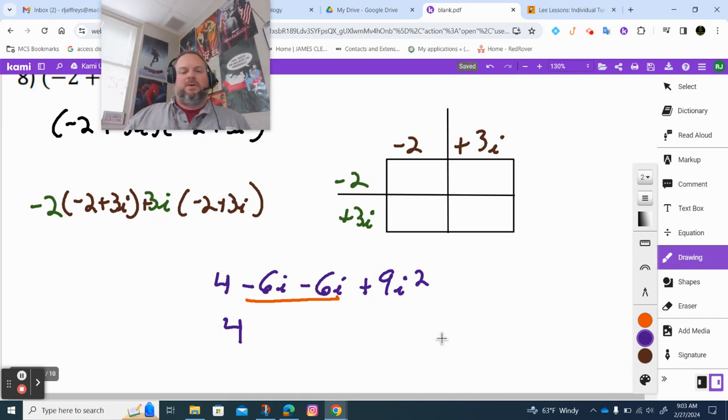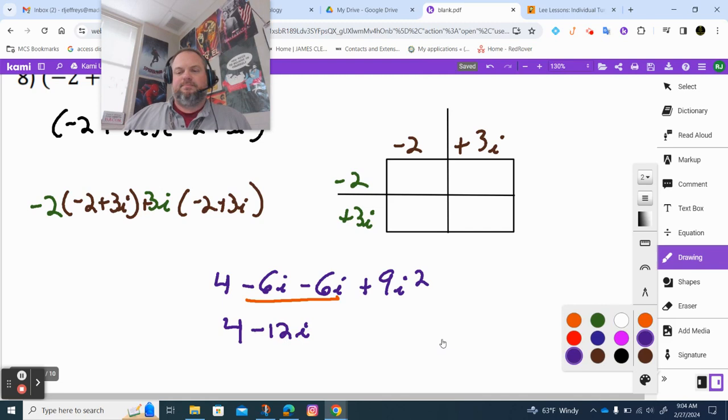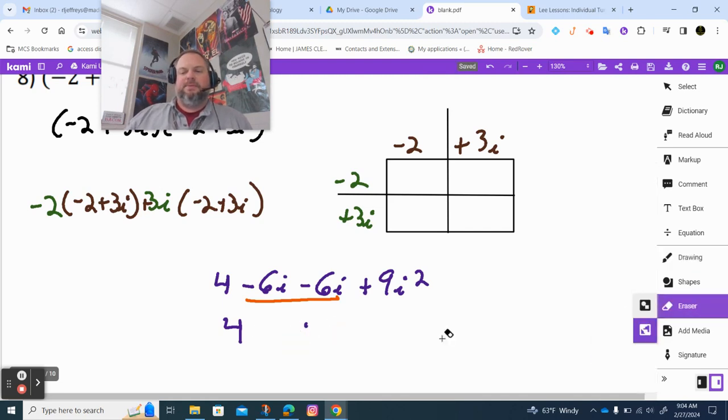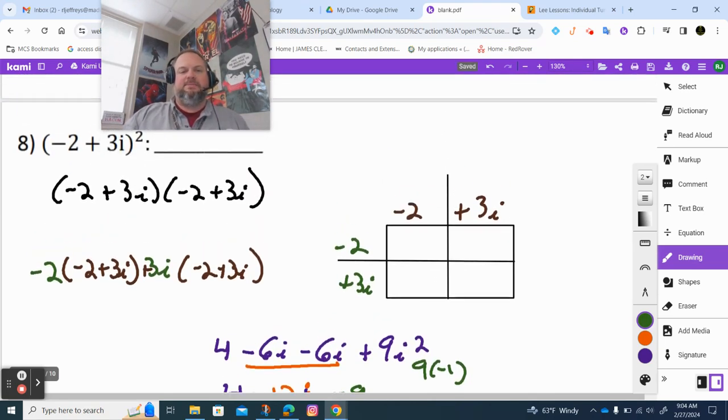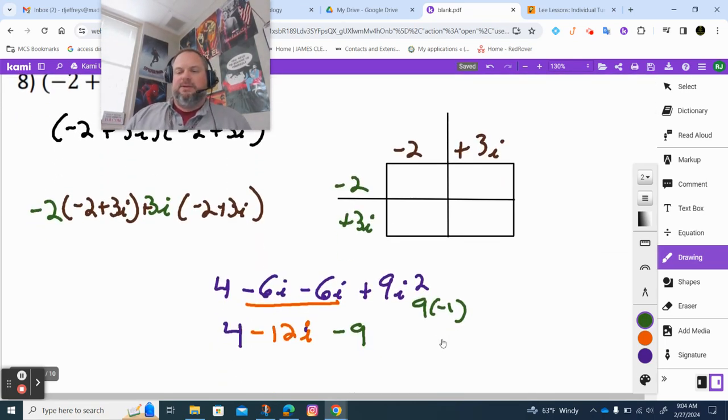All right. Either way, we're going to get these terms. This becomes minus 12i. I meant to do that in orange. Now, remember, this becomes 9 times negative 1 or negative 9. So when we're finally done, I'm just going to put the answer down here because y'all are copying or taking notes.